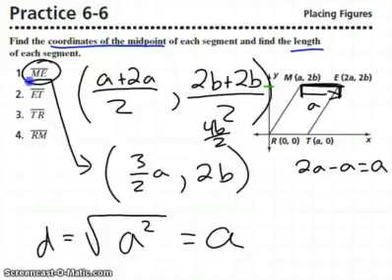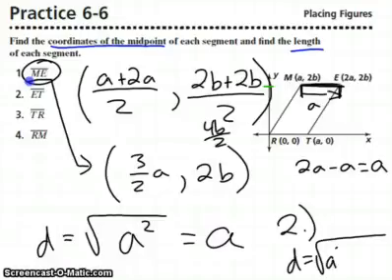They're not always going to simplify so nicely. On number 2, I believe the distance is equal to the square root of a squared plus 4b squared. I'll leave it to you to figure out how that's done.